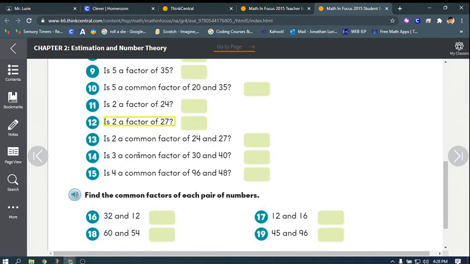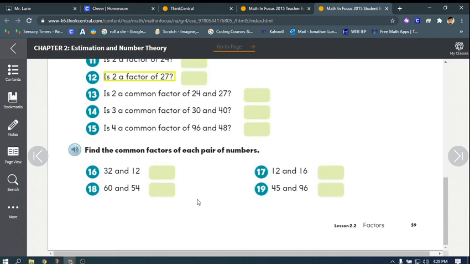Number 14: is 3 a common factor of 30 and 40? Well, I know 30 divided by 3 is going to give me 10, so that works out. But 40 I cannot divide evenly by 3, so no. Is 4 a common factor of 96 and 48? Yeah, take my word for it, it is. Well, okay, so 12 times 4 is 48. And if I double 48, I get 96. So 24 times 4 is 96. I think that's how that works.